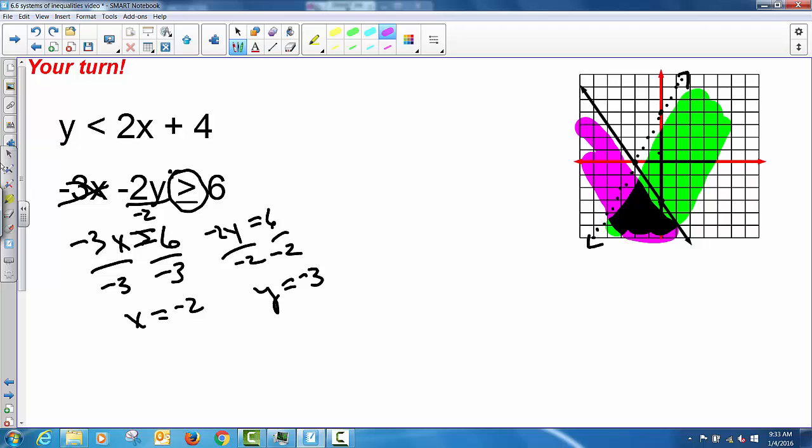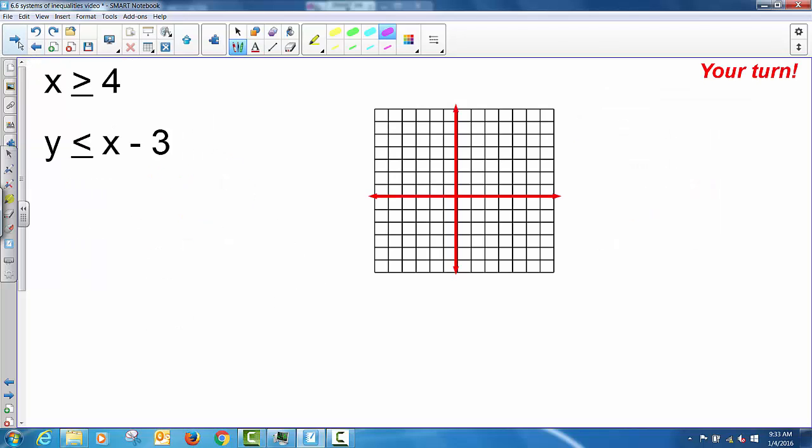I hope that you got that. This is probably a little bit tricky, this thing right here that you had to do. Alright, your turn again. Try this one. I think this one's a little bit more straightforward. You should be able to do this one with no problem. Pause the video and then come back to me.